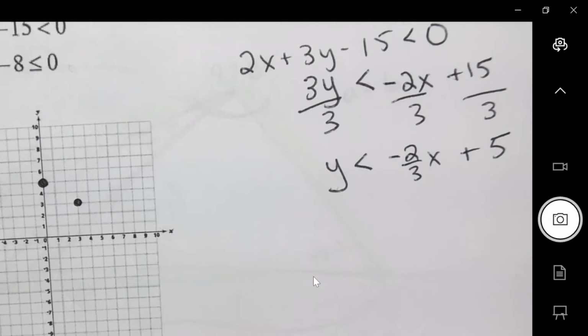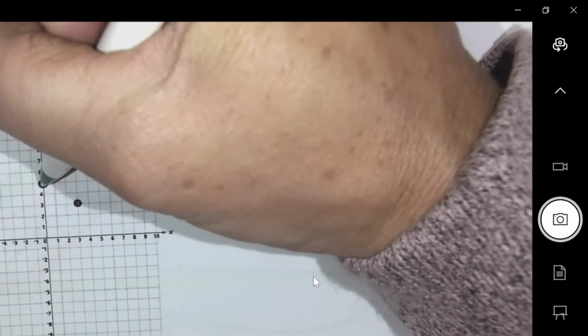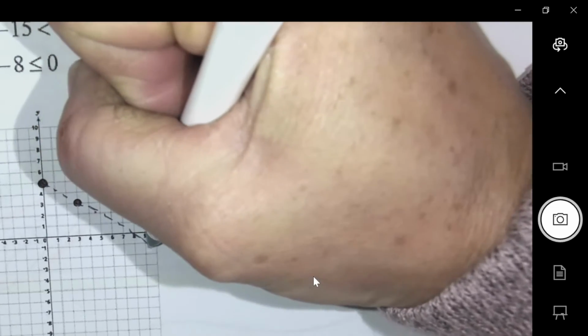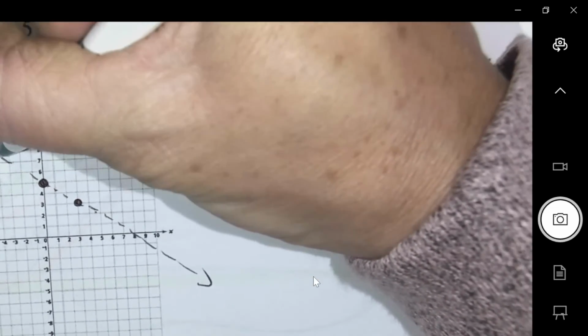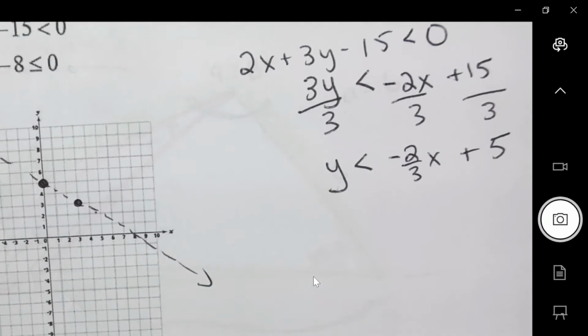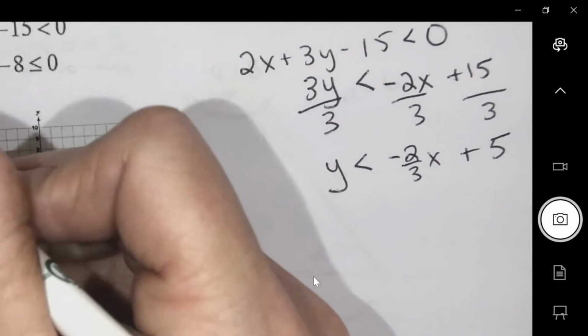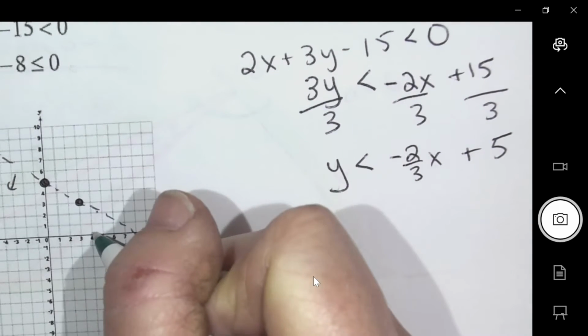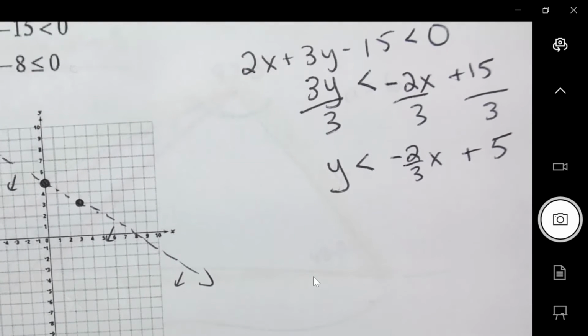And what should I do here? Dashed or solid? Dashed, because I am not allowed to be equal to that line. And I'm going to be less than that, so I have to pick a direction I want to go. So less, so I will want to be in that direction. I'm not going to shade quite yet because I have to figure out the other part.